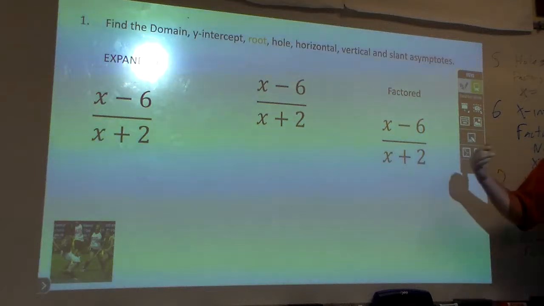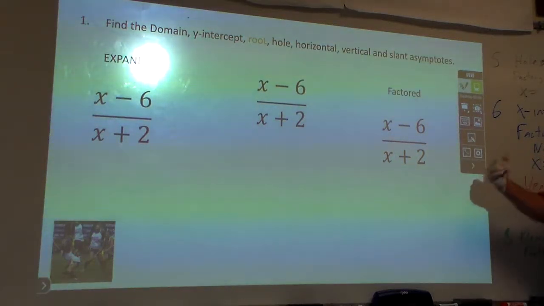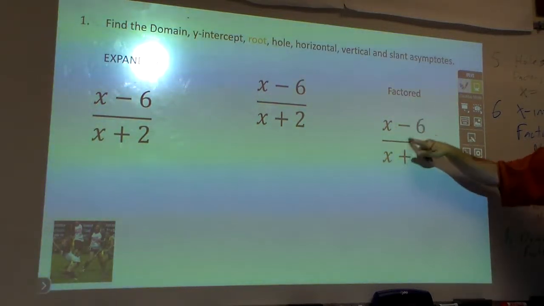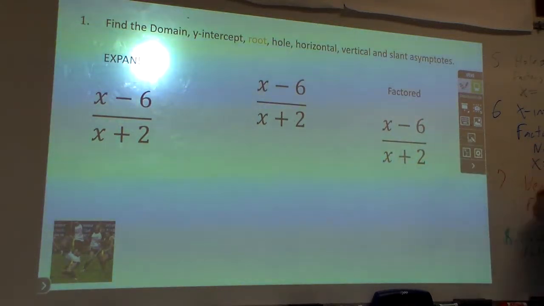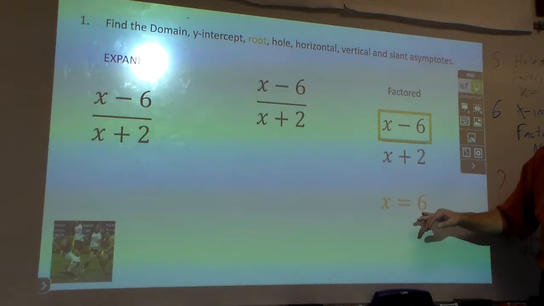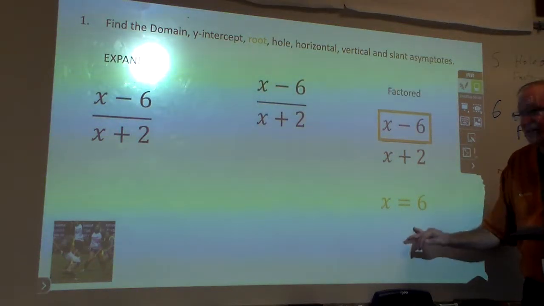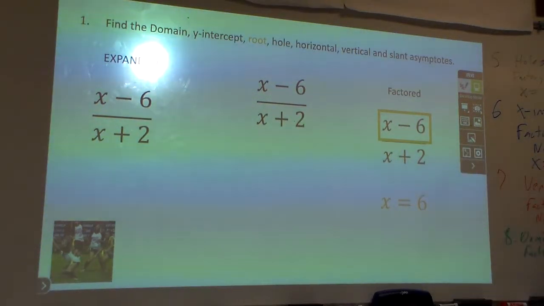Because basically we're saying, when does y equal 0? Well, y equals 0 when the numerator equals 0. So what will make this equal 0? Well, basically it's right, x minus 6 equals 0. What will make that 0? It's the top one. X equals what? 6. So the root answer will be x equals 6. If you're doing x-intercept, it would be the point 6, 0.